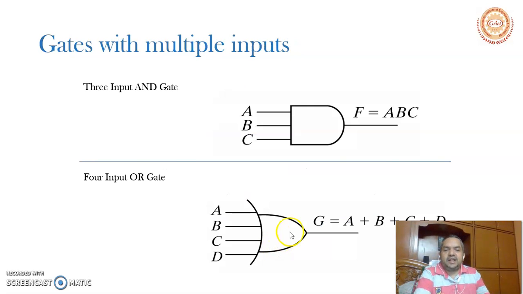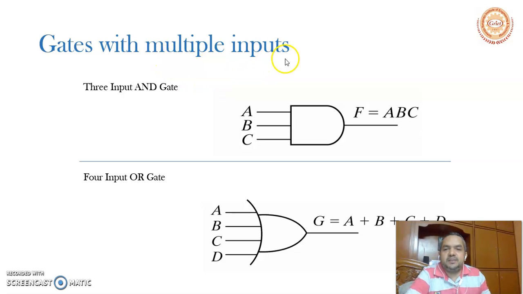Now, whatever I have discussed up to now is about binary gates only, because there we have two operands only. Binary means two operands, A and B, and the output is A plus B. Plus is an operator, A is an operand, B is an operand. Always working on only two operands, they are called binary gates.